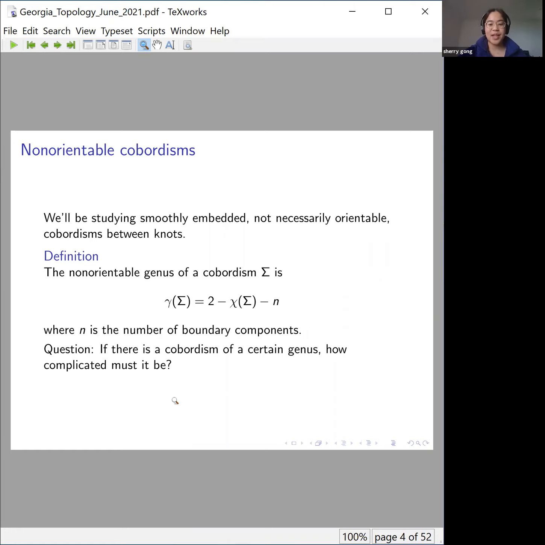So we're going to be studying, given that there's a cobordism of a certain genus between two knots, how complicated does this cobordism have to be in terms of minima, maxima, and saddles of a Morse decomposition? Okay, so let me give some background.